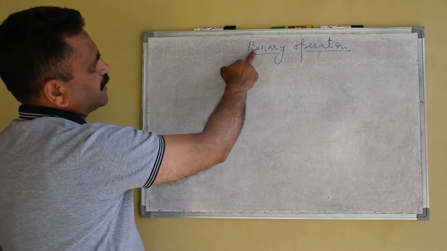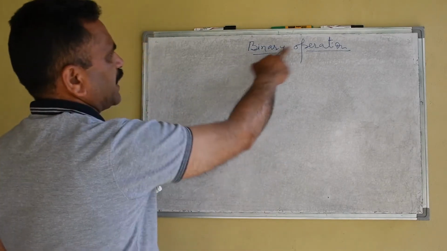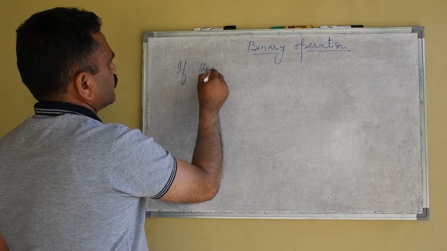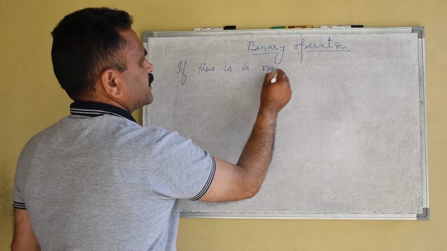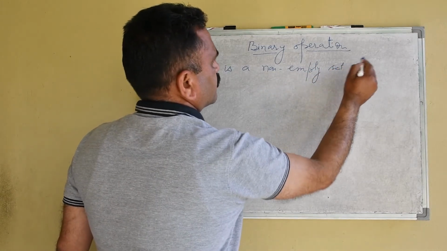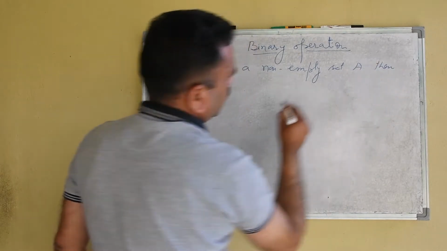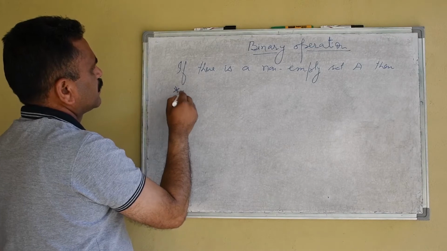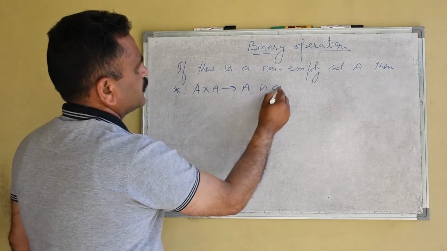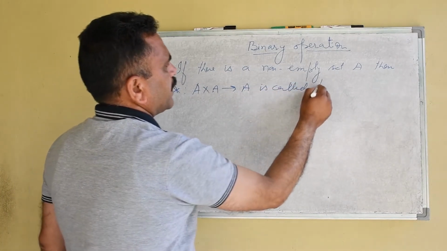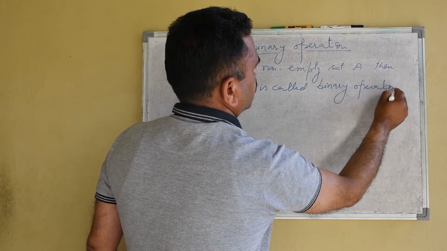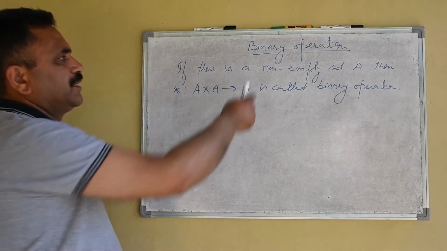As it seems from this word binary, bi means two. So binary operation: if there is a non-empty set A, then a star such that A cross A to A is called a binary operation. That means it is an operation on the set.